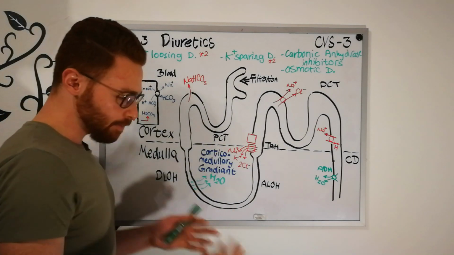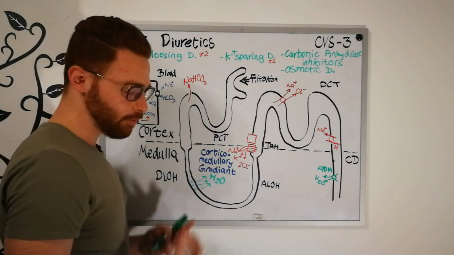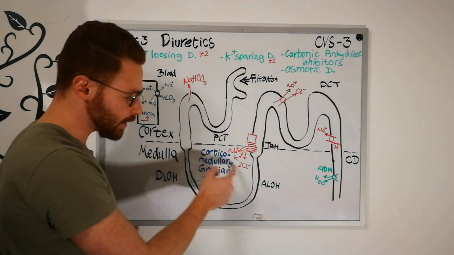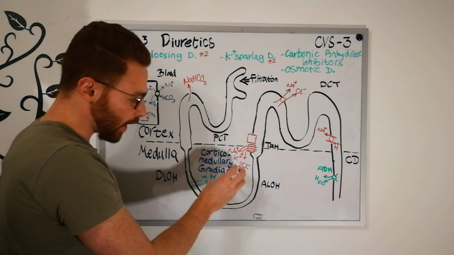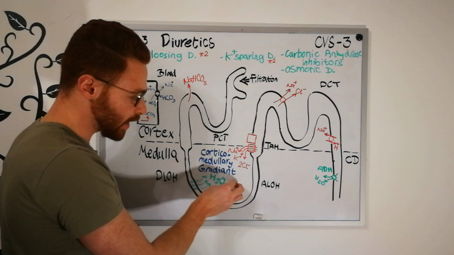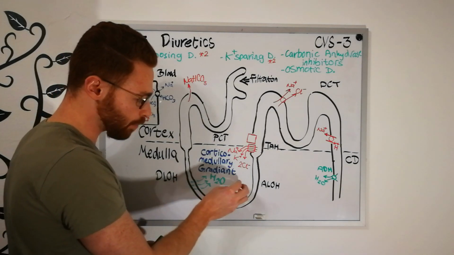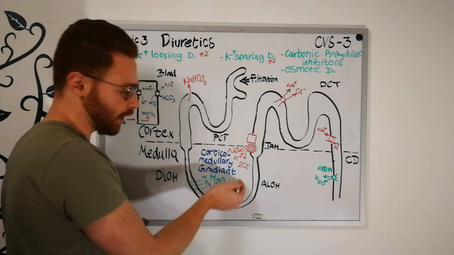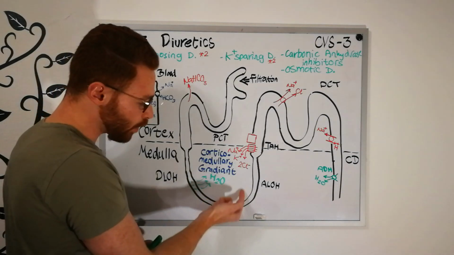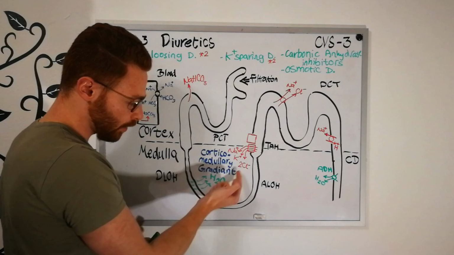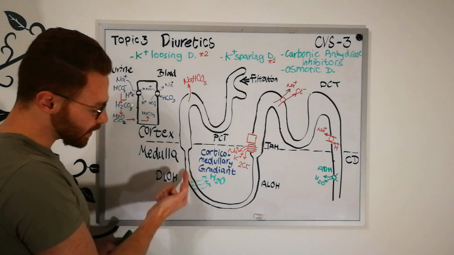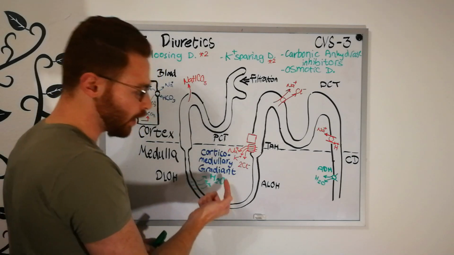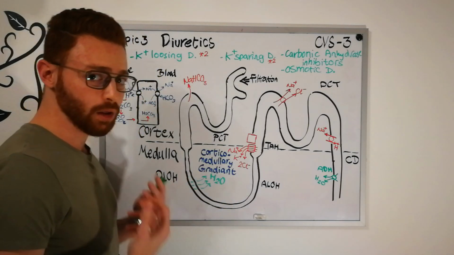Now, let's imagine that these transporters are working very well. This means that these ions are going to accumulate in the medulla. When they accumulate in the medulla, the osmotic pressure here is going to increase. And if the osmotic pressure is increasing, the water is going to passively move from the descending loop of Henle to the medulla, which means that we are absorbing the water.